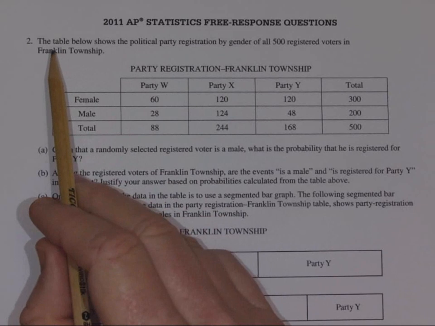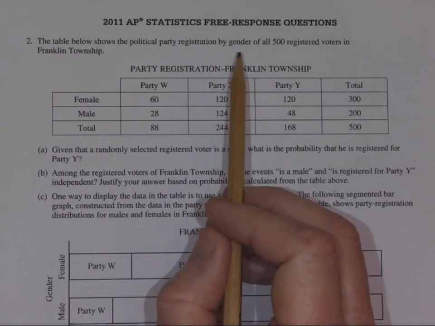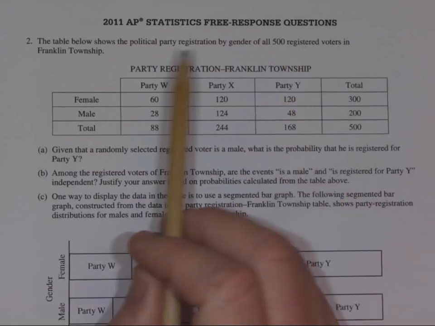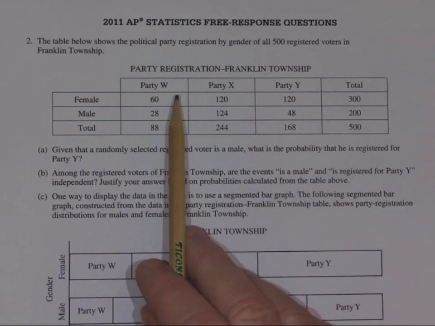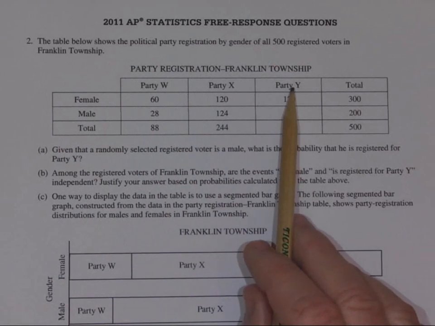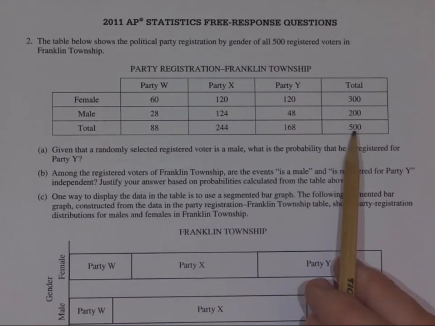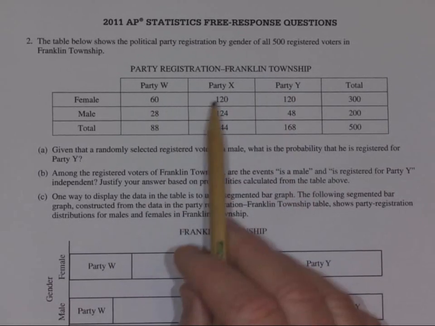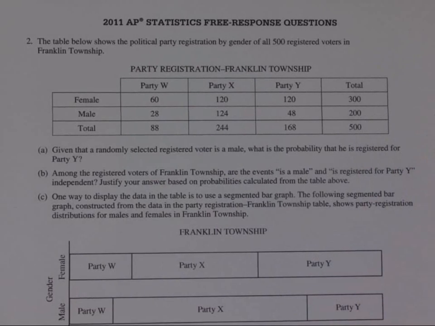On this one it says the table below shows the political party registration by gender of all 500 registered voters in Franklin Township. So we've got males and females, and we've got party W, party X, party Y. There's a total of 500 registered voters, and there's that many from W, X, and Y, and there's 300 females, and there's 200 males. A nice two-way table, and it gives us the totals, which is nice.